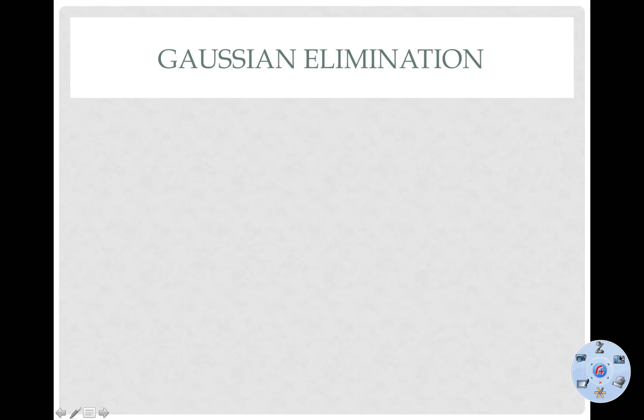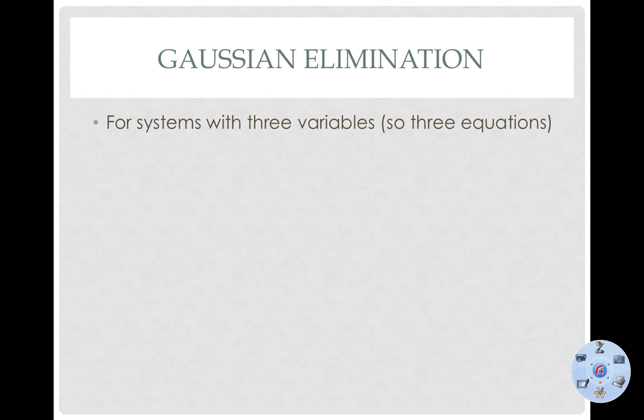Named after Carl Friedrich Gauss, a very well-known mathematician. You should look him up if you've never heard of him before. He gets his name on here because he's somebody that helped us out in this study. This is for systems with 3 variables, and if you have 3 variables, you're required 3 equations. And what you want to do is transform the system into what's called a triangular form.